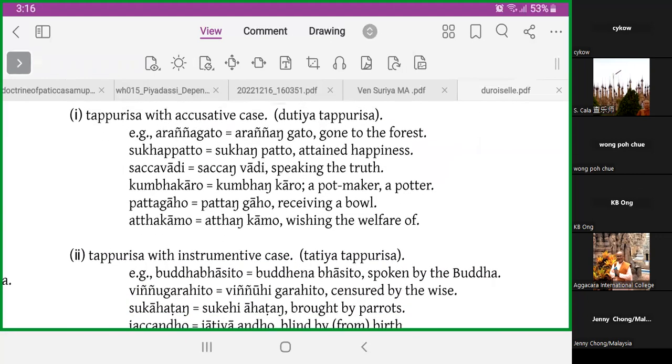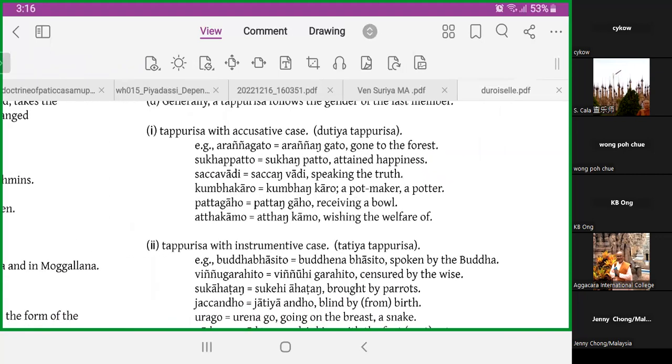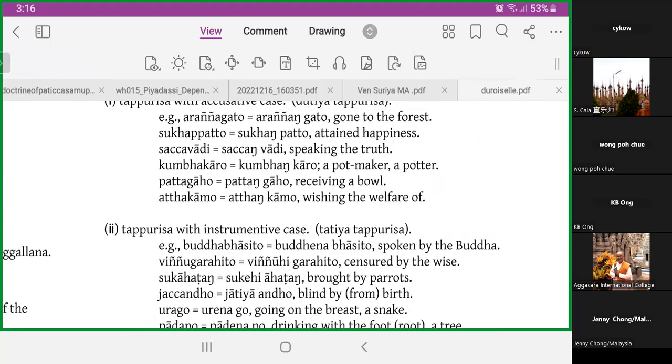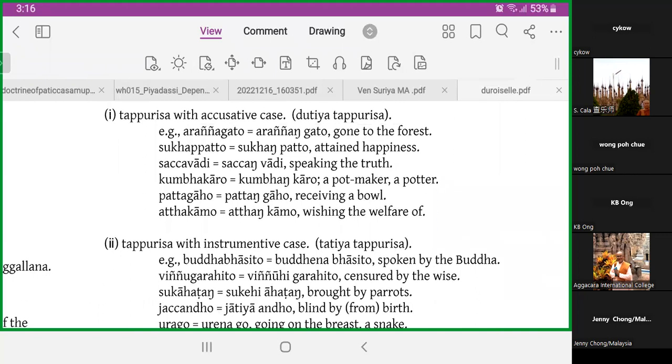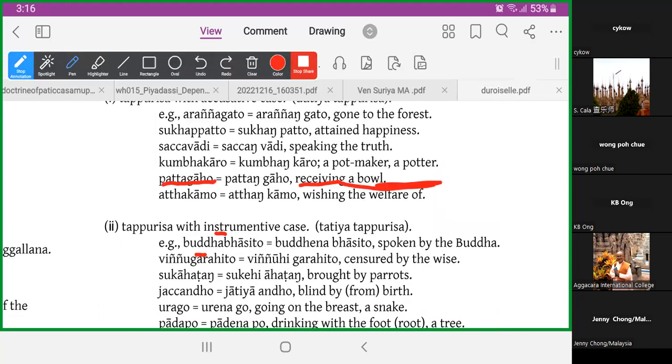Now we can compare the Tappurisa with accusative case with another one. We call it the instrumental case. Actually, if you understand the accusative case, you understand this one. This is called Tatiya Tappurisa because this is instrumental. So remember, after nominative is accusative, after accusative is instrumental. Tatiya Tappurisa.